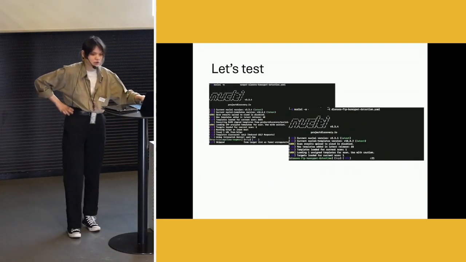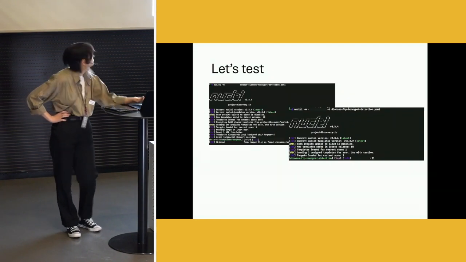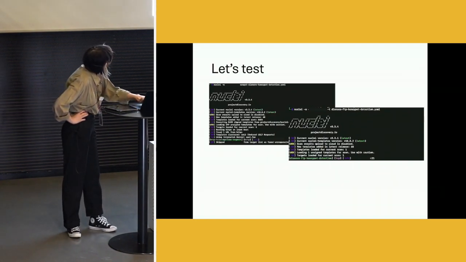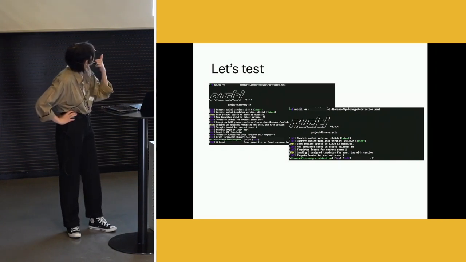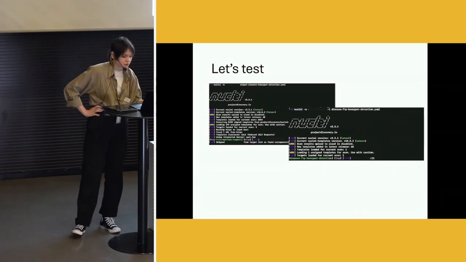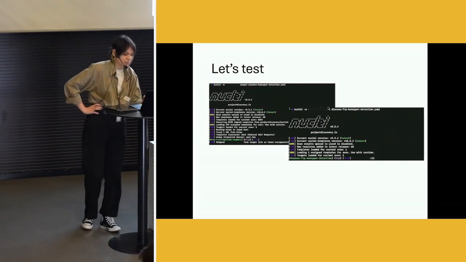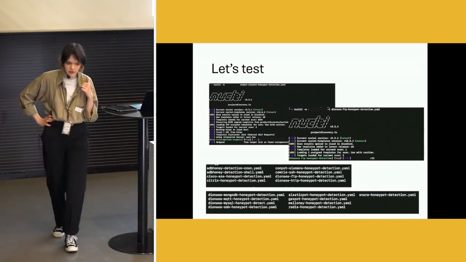I even tried it on a couple of decoys. You see it was, whoa, I can't see it. Okay, so it was Dionaea. You see, and also some web, and you see it was Conpot. So you can see that it was successfully detected. And the full list of templates that you can use is there on the screen.